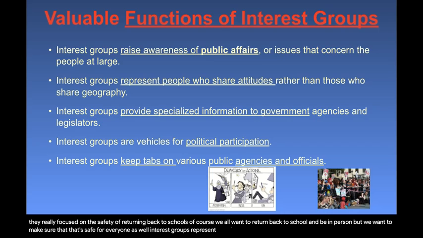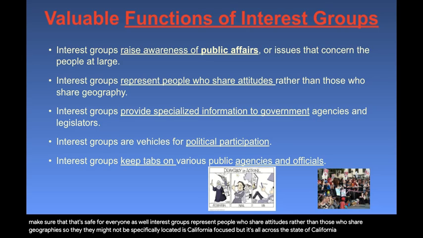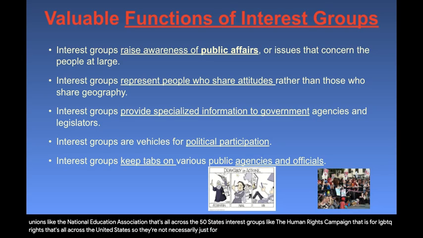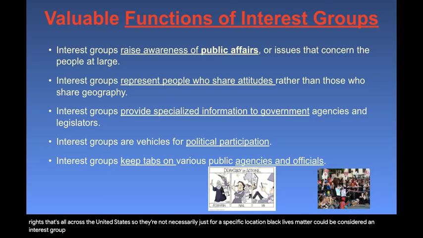Interest groups represent people who share attitudes rather than those who share geography. So they might not be specifically located. The CTA, our example here, is California focused, but it's all across the state of California. There are teachers unions like the National Education Association that's all across the 50 states. Interest groups like the Human Rights Campaign, which is for LGBTQ rights, are all across the United States. So they're not necessarily just for a specific location. Black Lives Matter could be considered an interest group, and they are, again, across the United States and across the world, really.